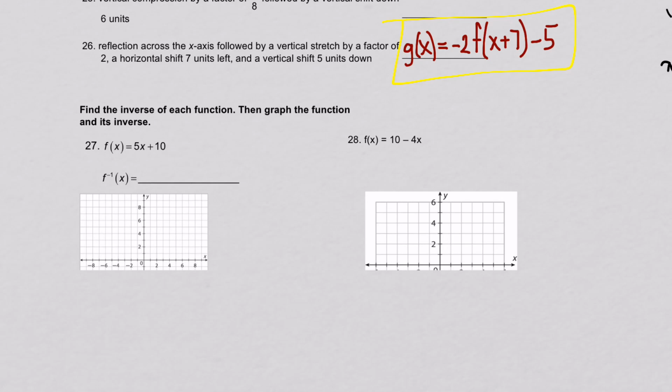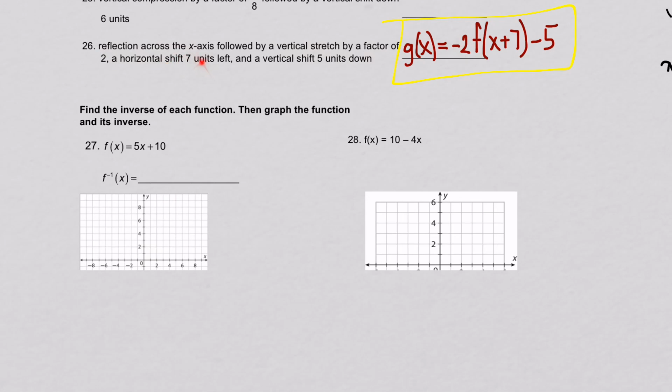Okay, so here's 26. This is the correct solution. G of x is equal to negative 2 times f of x plus 7, minus 5. How did I get negative 2 right here? It tells me that there's a reflection across the x-axis. Since I'm jumping over the x-axis, that means a vertical reflection, right? So that's A. A is negative. Vertical stretch, that's still A, by a factor of 2. So A is negative and it's a stretch of 2. So negative 2 for A.